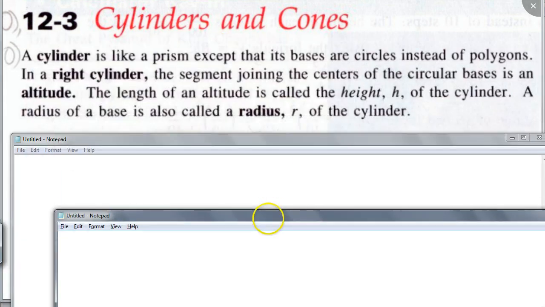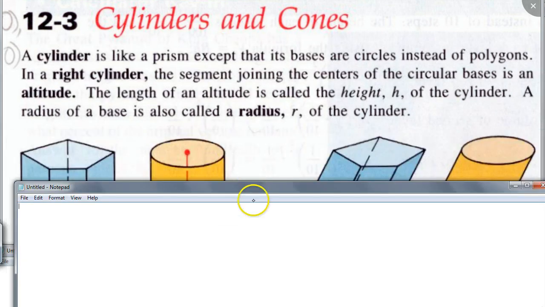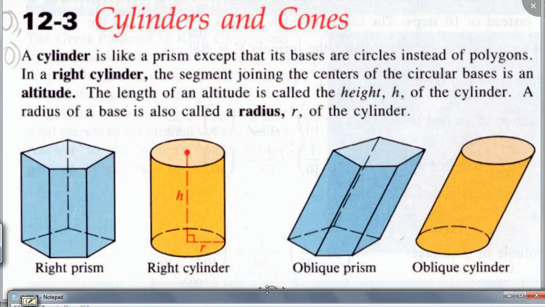Watch this. Just like prisms, we have right prisms and oblique prisms. Cylinders have right cylinders and oblique cylinders, just like the prisms. You see how we have right prisms, and so we have right cylinders. We have oblique prisms and oblique cylinders, and all the vocabulary is really similar. You have the altitude, you have the radius, and so forth. The only difference between a cylinder and a prism is the base. It's a circle. Do we know how to find the area of the base? Yeah, it's pi r squared.